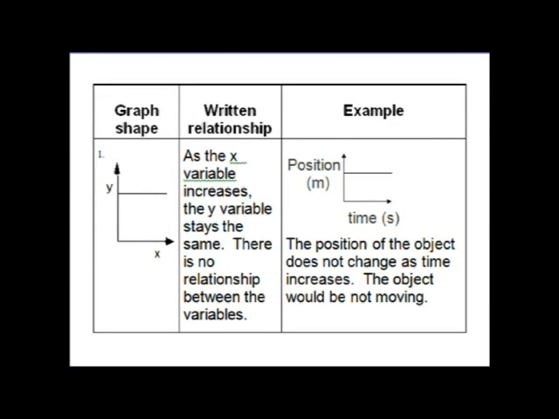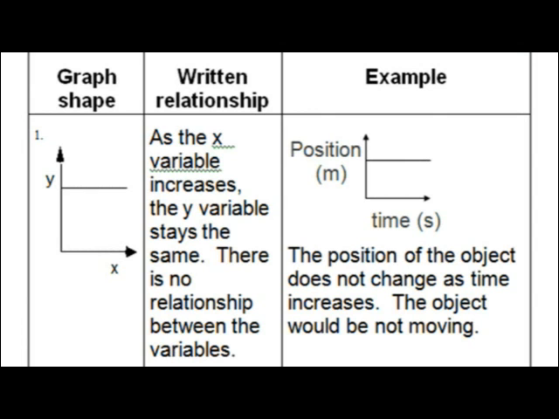Our first one is just a horizontal line on your graph. And as you can see here from the written relationship, as the x variable increases, the y variable is going to stay the same. So there's no relationship between the variables. Let's just do a real quick example.